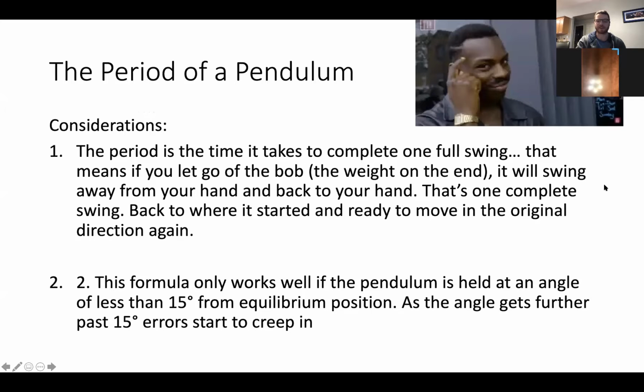We have to take a couple of things into consideration when we're solving these problems. So as I just mentioned, one, the period is the time it takes to complete one full swing. So for it to start here, to go to this point and to return, that is one full period. And number two, this formula only works well if the pendulum is held at an angle of less than 15 degrees from the equilibrium position. As we get further past 15 degrees, errors start to creep in. So this being said, I won't trick you guys and have it displaced at an angle of 45 degrees. So just remember these two things as we're solving periods of a pendulum.